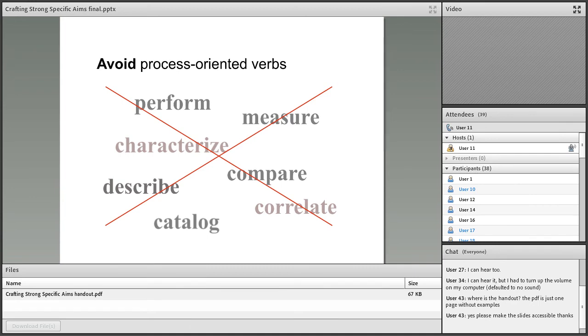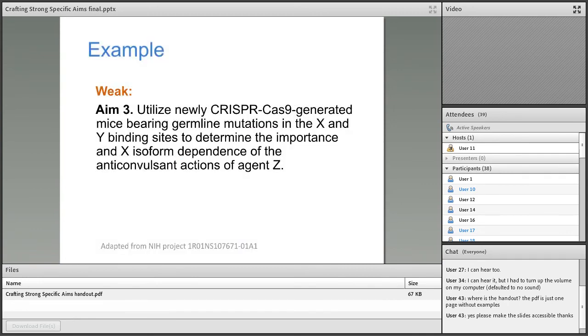If your project is need-based and has a central objective rather than a central hypothesis, for example, if you're developing a new device or a drug delivery system, the specific aims are likely to be straightforward steps or tasks, and in that case, process-oriented verbs such as fabricate, optimize, test may be appropriate. But for hypothesis-driven projects, we want to avoid process-oriented verbs.